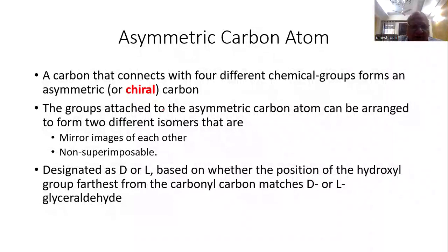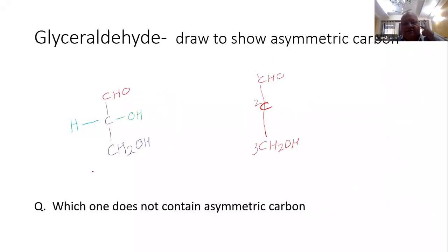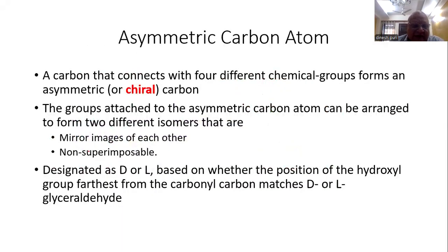For example, it is also called chiral carbon. Take the simplest monosaccharide: OH, H, CHO, CH2OH. So four different groups are at four different valency positions. So this is an asymmetric carbon atom, the C2. Here, numbering, as I mentioned, always starts from the most oxidized carbon. So anyway, this is the asymmetric carbon.